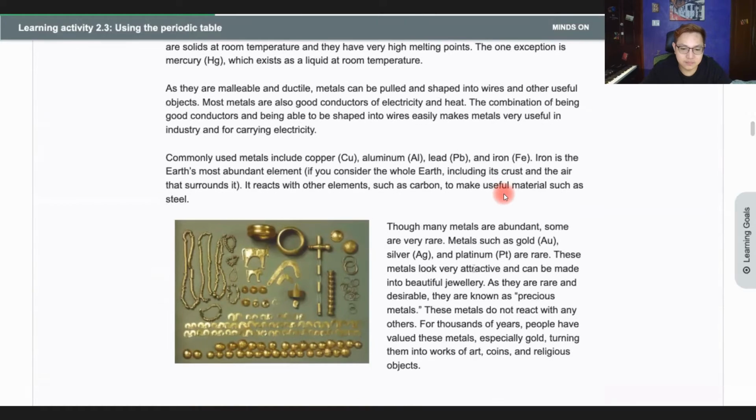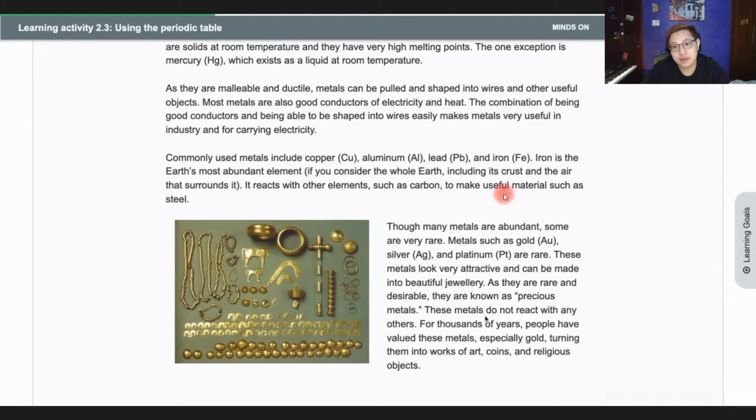These metals look very attractive and can be made into beautiful jewelry, as they are rare and desirable. They are known as precious metals.